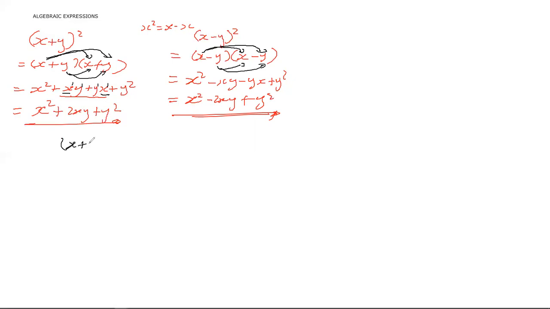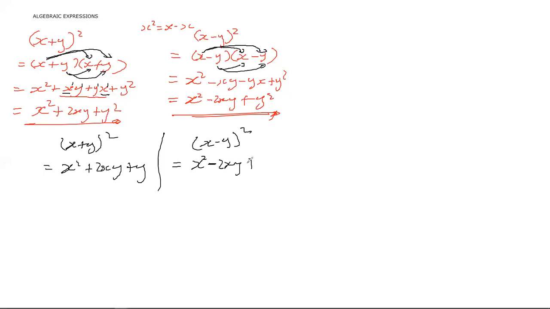If I have x plus y all squared, check what I get. I get x squared plus 2xy plus y squared. And if I have x minus y all squared, then what I get is x squared minus 2xy plus y squared. What do you notice? Is there a pattern that you notice here? I hope you do notice something.